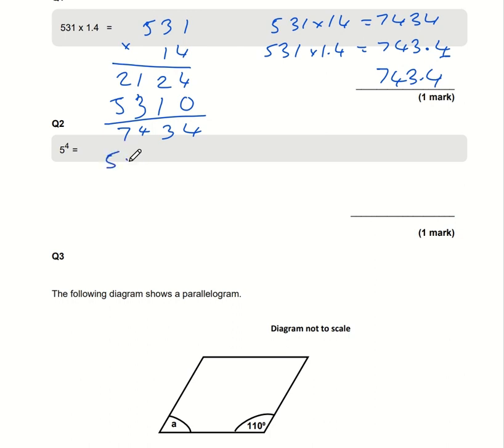Question number 2, 5 to the power of 4. That equals 5 times 5 times 5 times 5. Now what I would recommend doing is this. 5 times 5 is 25. So the question is now 25 times 25.